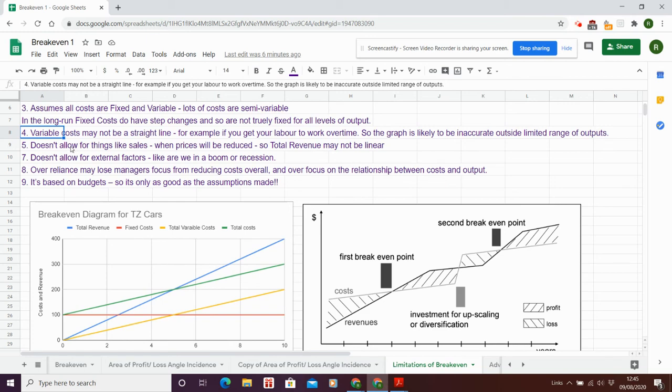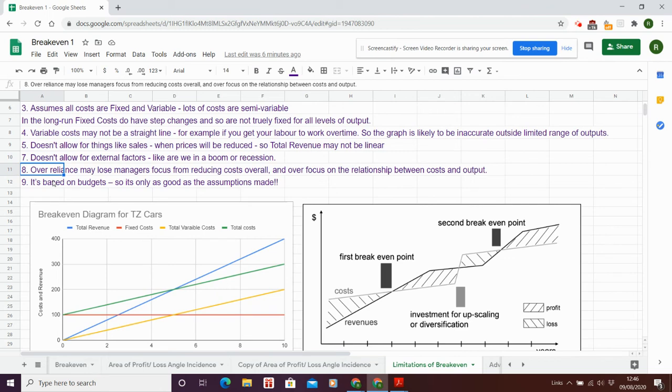It doesn't allow for things like sales. So again, if we have a sale, this assumption that our total revenue curve is a straight line may not be correct. It doesn't allow for external factors that may impact on a business. So, for example, we still don't know if a recession is going to reduce demand quite significantly.